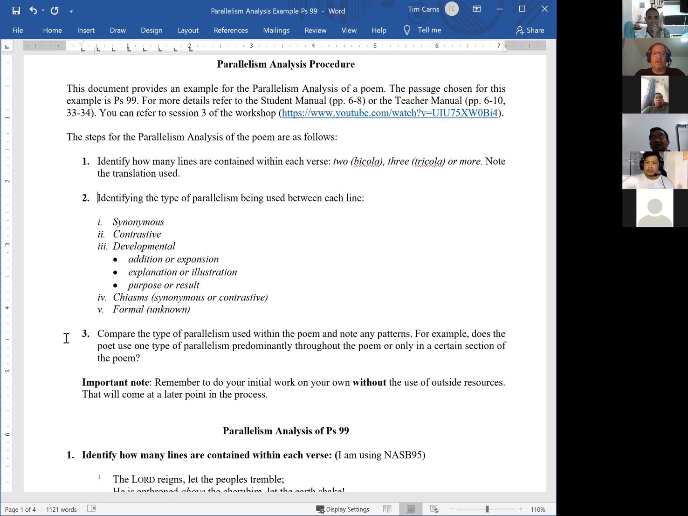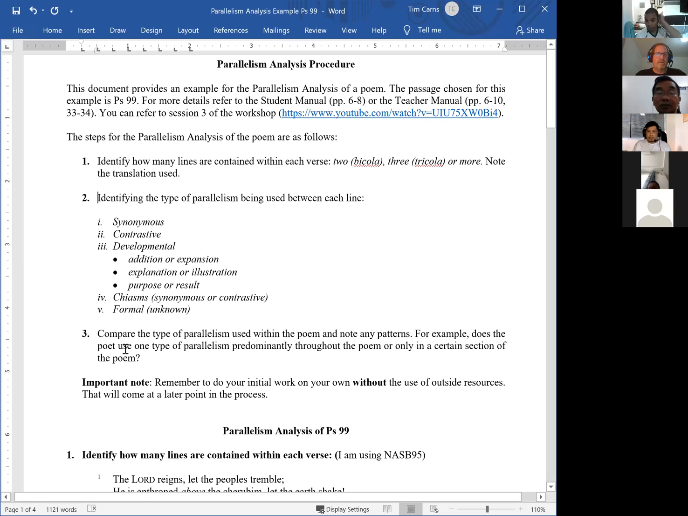I think I mentioned before in class, in Psalm 51, for example, he uses lots of chiasms. Chiasms mean there's great emphasis, which is consistent with a lot of emotion, and certainly Psalm 51 is a psalm full of emotion. So the type of parallelism he uses actually helps us to see the author's intended emotion that he wants to convey, which again provides emphasis. All right, so those are the 3 steps: identify how many lines, then identify the type of parallelism used within each verse, and then finally see if there are any patterns.